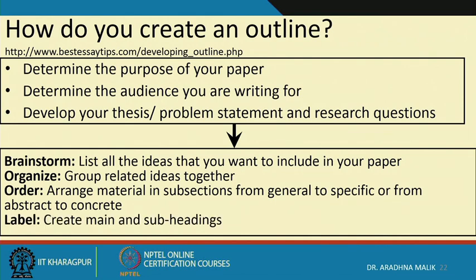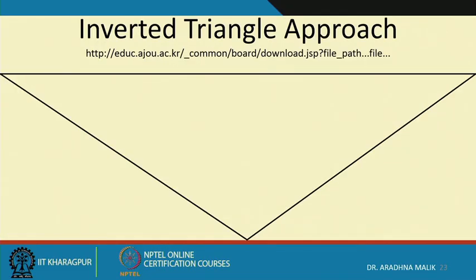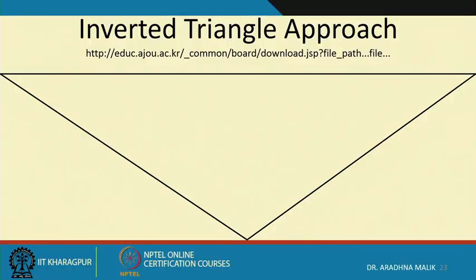Then create main and subheadings. So then the main headings would be the names of these states. The subheadings would be the names of the districts you want to visit within each state, and the next subheadings would probably be the district headquarters or the towns you want to visit within each district, and so on. The inverted triangle approach helps you go from a general thought to a specific idea. How do we do this?